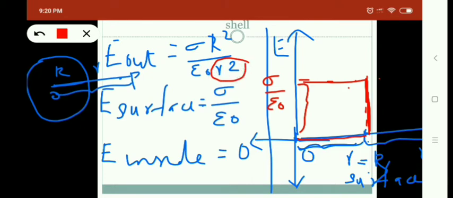So as the value of small r increases, the value of electric field intensity decreases, and that too rapidly. So outside the surface, the electric field intensity decreases with r. Hence the graph looks like this. It never becomes 0. You know, electric field intensity never becomes 0. It will only approach 0. So this is the E versus r graph for a uniformly charged shell.